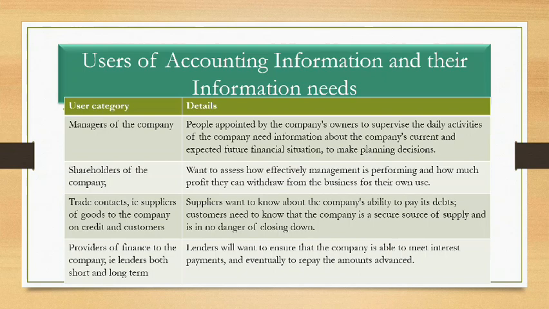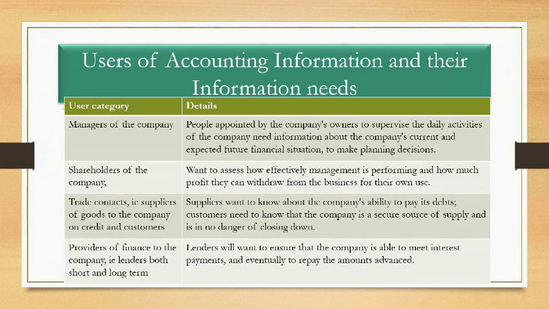Then another category of users are what we call trade creditors, or suppliers of goods to the company on credit, and the customers. So the suppliers would want to know whether the amounts that are owed to them can be paid when it becomes due. So in other words, they look into the financial statements of the company to assess the ability of the company to pay back the amount, in other words, the ability of the company to pay the debts. And then the customers need to understand whether the business will continue to be in existence, so that there will be no disruption of supplies.